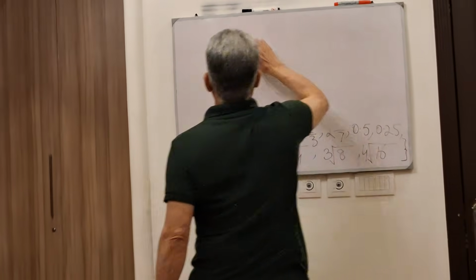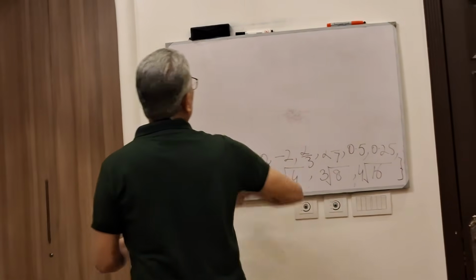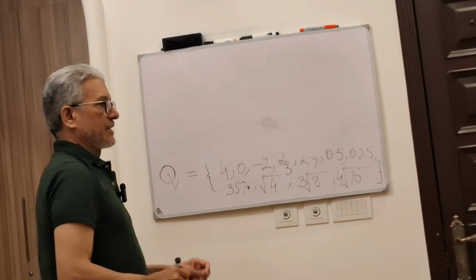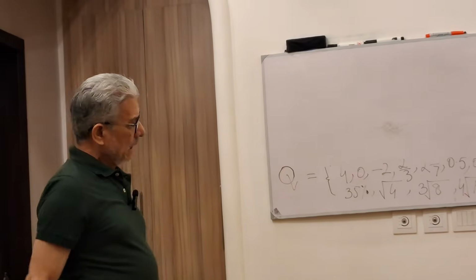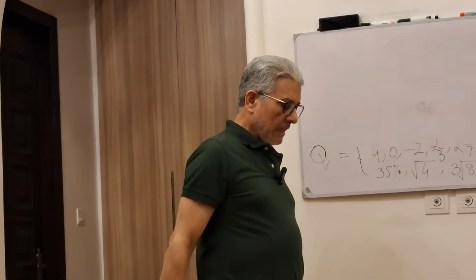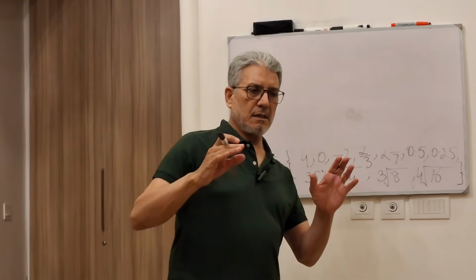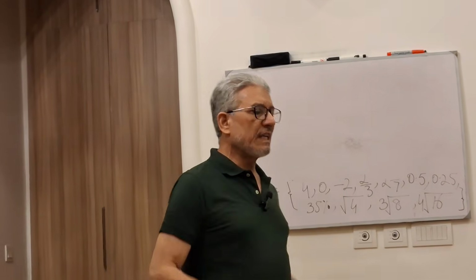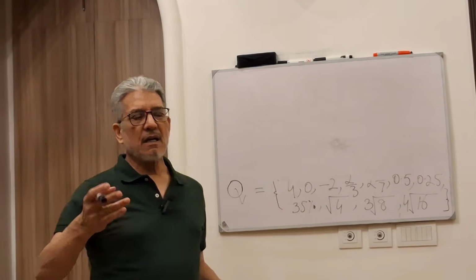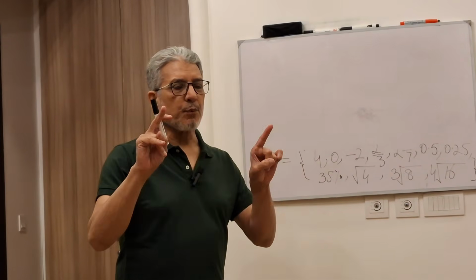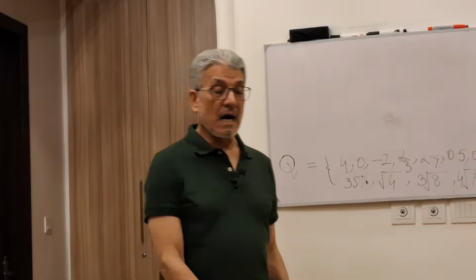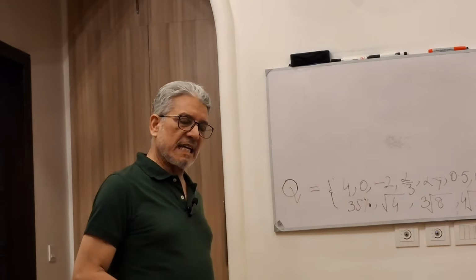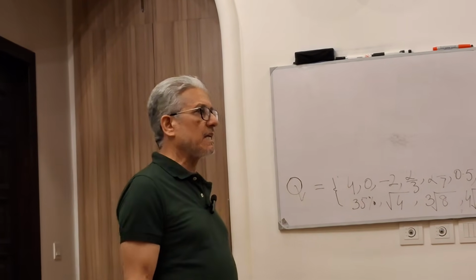Now let's go to the next category of rational numbers. What is the next category of rational numbers? Yes, decimals. Decimals which are terminating decimals and which are repeating and non-terminating decimals. These both kinds of decimals are rational numbers. Now, what are terminating decimals and what are repeating decimals? Let me explain.